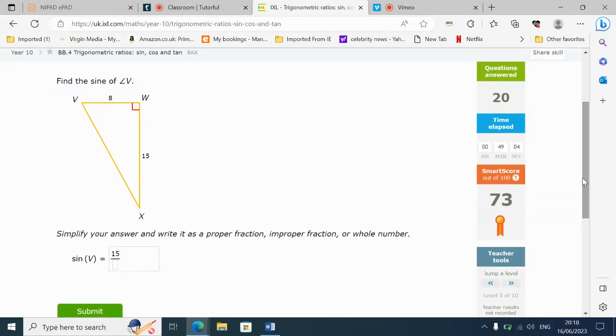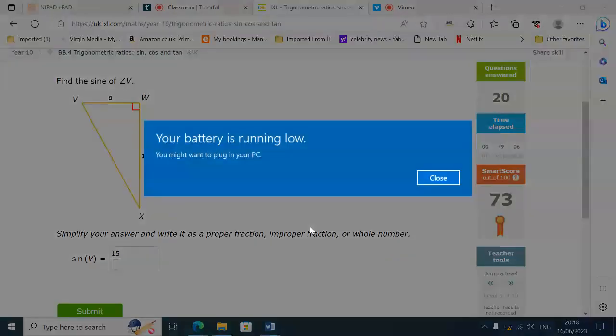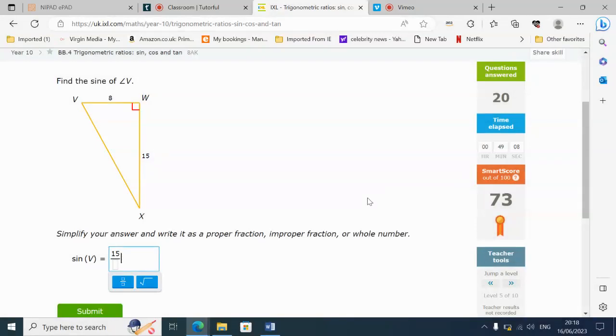So we would do 15 squared plus 8 squared. So 15 squared is... I need to get my charger. 15 squared.